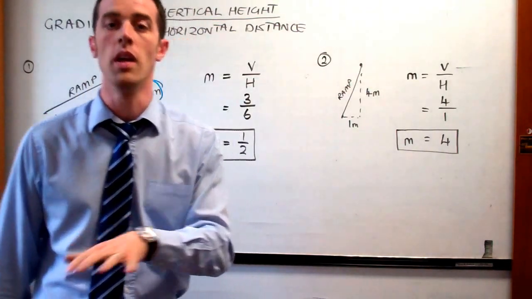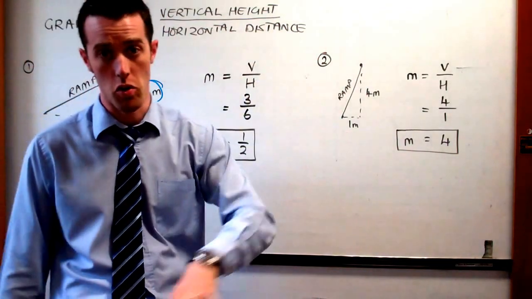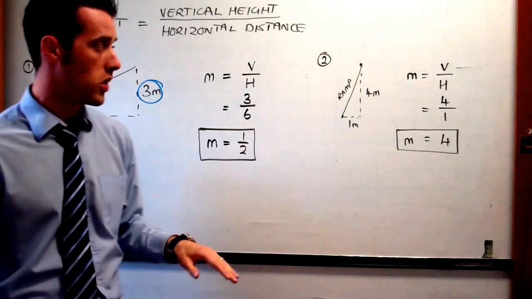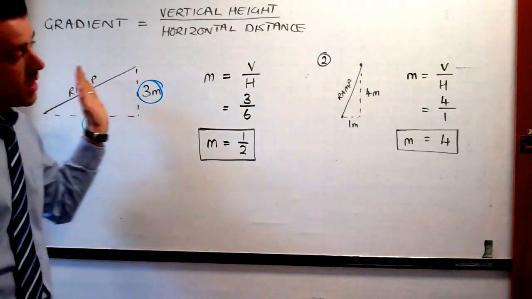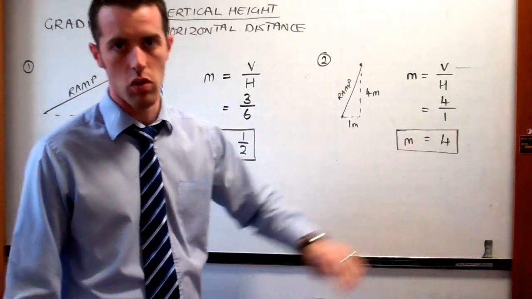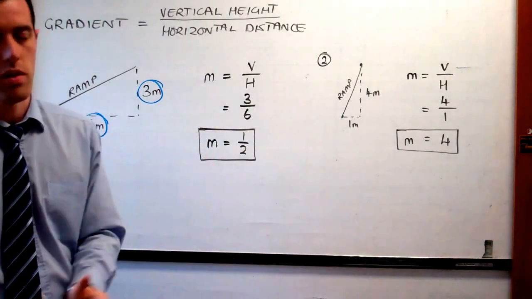So it's very simply a numerical value that we use to describe the slope of a line. You find it by vertical height divided by horizontal distance, and there's two examples here of how we actually do the working out of each one. It's very often with practical type examples like ramps and things like that.